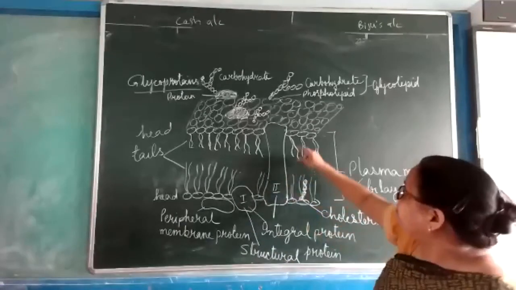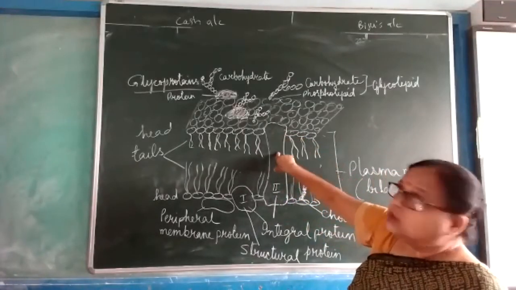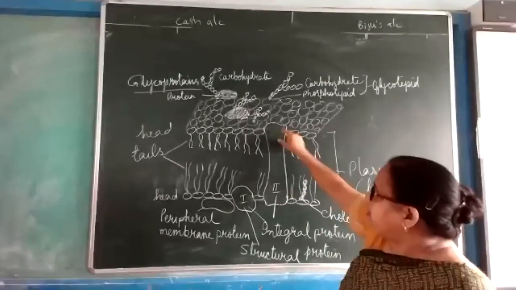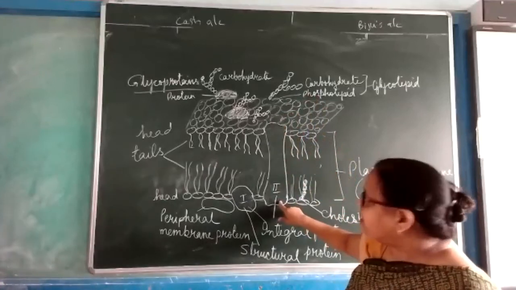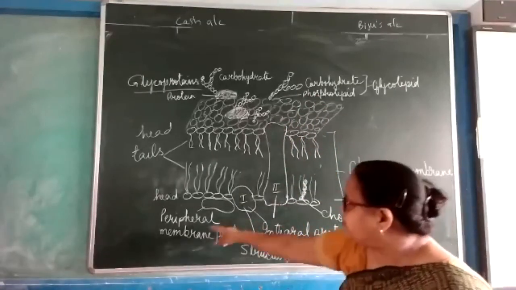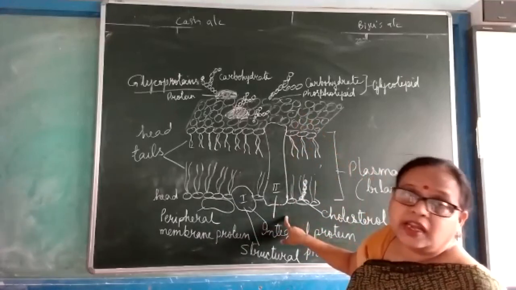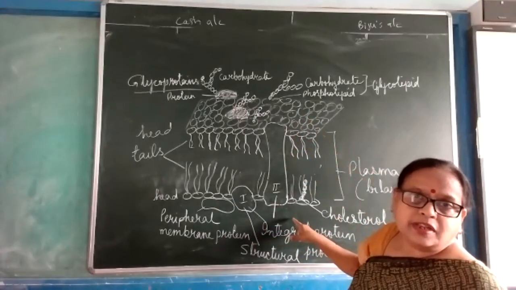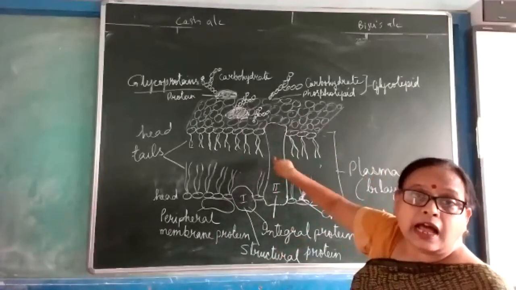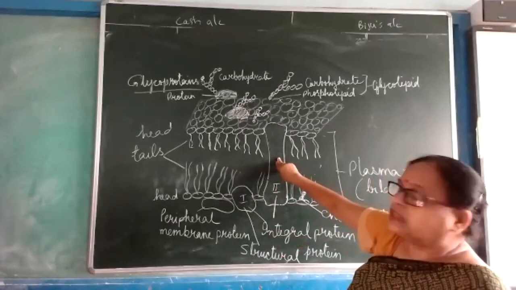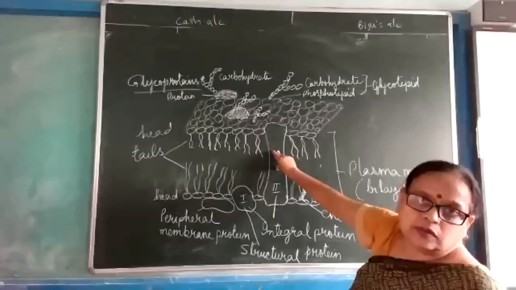So what is it? It is saying these are the hydrophilic ends of the protein. So they are exposed outside and inside. This is outer surface of the cell membrane. This is inner surface of the cell membrane. Here there will be the cytoplasm. So here also there will be water. Here also there will be water. So water soluble substances are passing through it. And this will be the hydrophobic part of the protein, which is embedded in the bilipid layer.